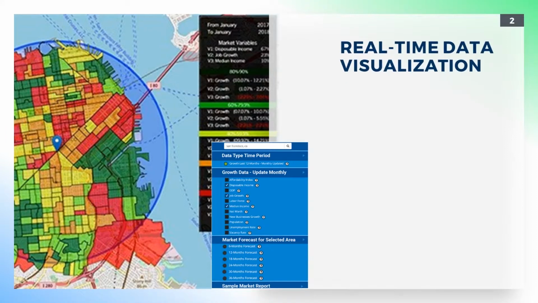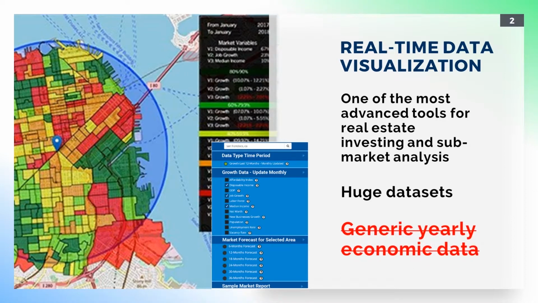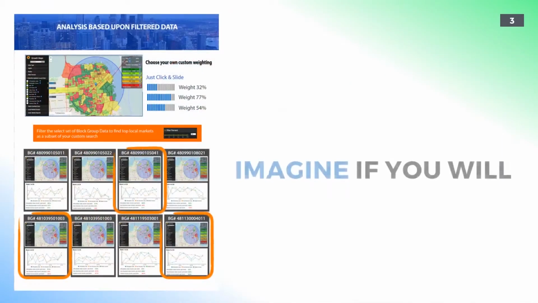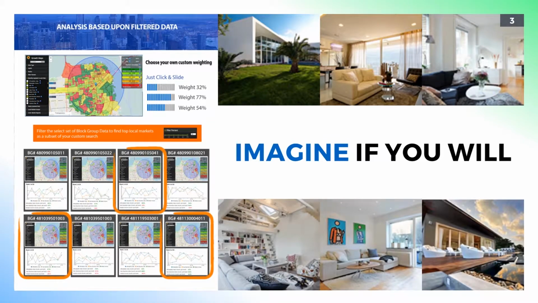Today we're going to learn how to use our real-time data visualization tool, Growth Maps, to make more informed investment decisions. Growth Maps is one of the most advanced tools for analyzing and crunching a large variety of economic factors that affect real estate investments for you and your clients. No more using generic yearly economic data. Now you can have up-to-date information that's visualized down to the very specific areas on the fly as you add and remove economic factors that you and your clients care about.